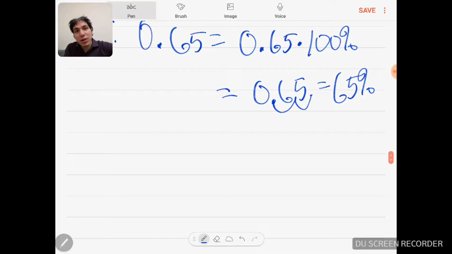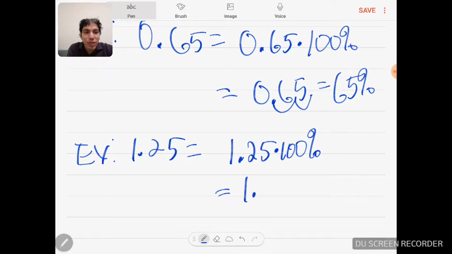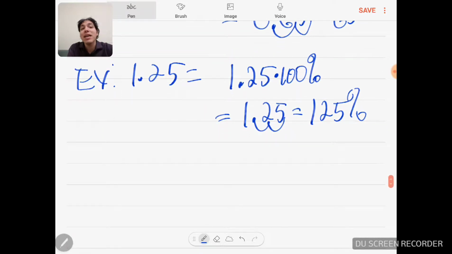What happens if I gave you 1.25 as the example? You do the same step like you did before, and then you move the decimal point over 2 spaces, and I'm left with 125% as my answer. Is that true? The answer is yes. You can have percentages higher than 100. So don't flip out if you see 125%. You might see 200 or maybe even 300%. You never know.